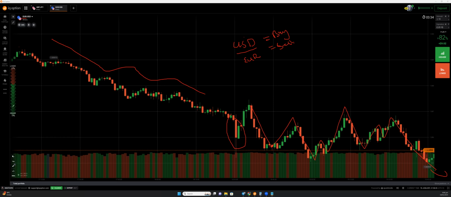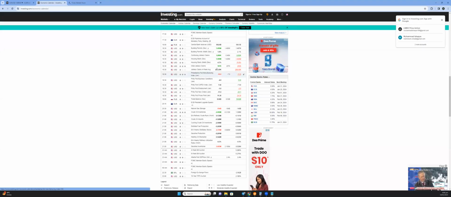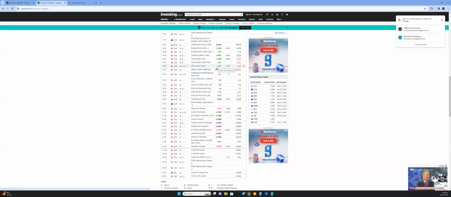So we can find which pair, which currency has news. If the news is positive, then everybody will buy that currency and sell the counter currency. If it is negative news, then everybody will buy the counter currency and sell this currency. So we will focus on the 3 star news.